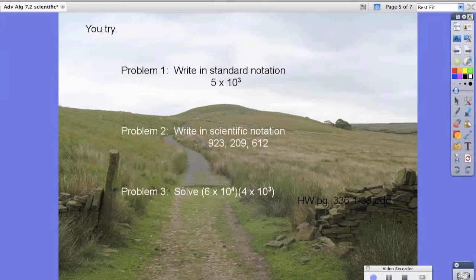So now it's your turn. I want you to try solving these 3 problems and putting them in your notes, and tomorrow when we take a look at it, we'll do some practice.